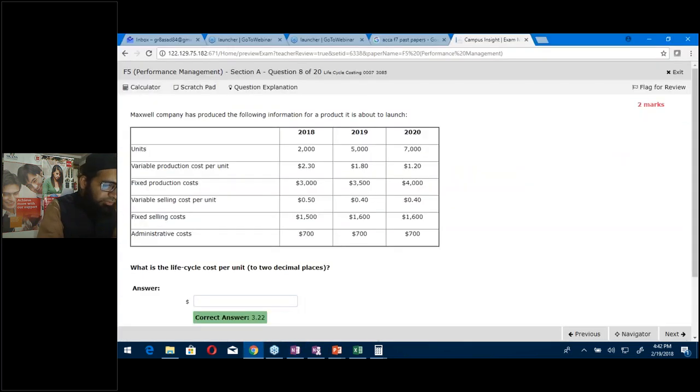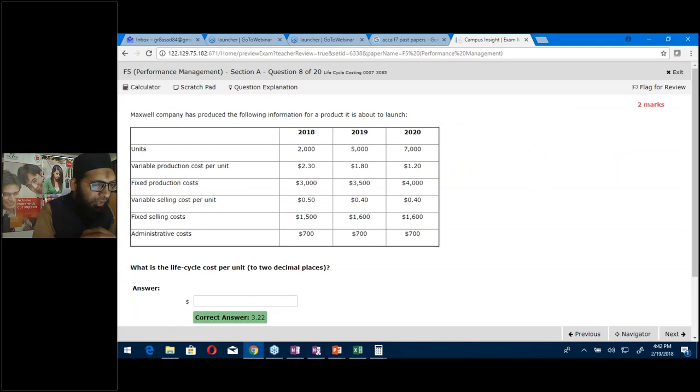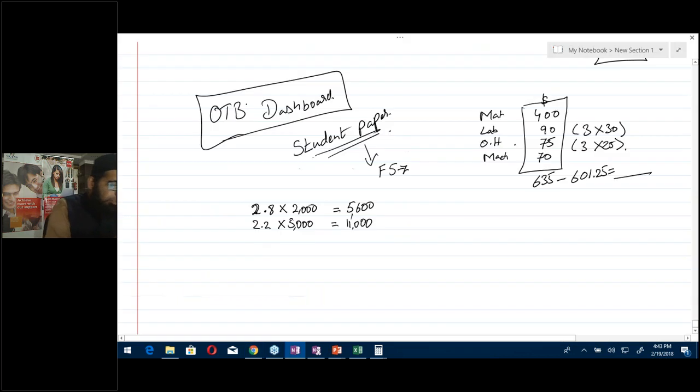Now in 2019, the variable cost will be 1.8 plus 0.4, it will be 2.2. And there are 5,000 units, so it will be 11,000. And for 2020, it will be 1.2 plus 0.4, it will be 1.6, and I will be multiplying it with 7,000. It will be 11,200.